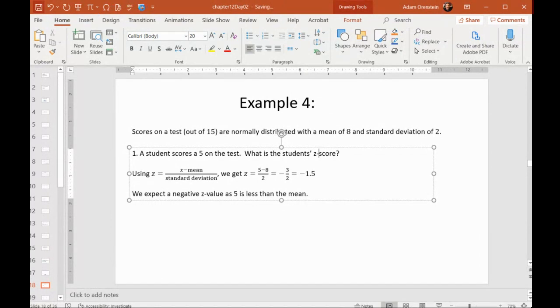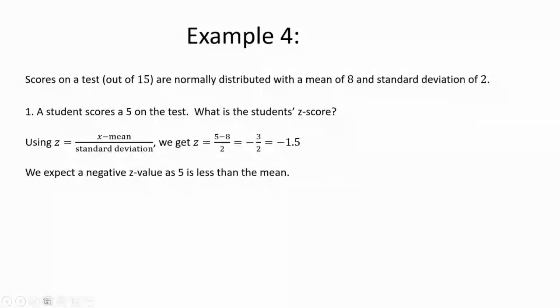But again, we're using that formula there. What we get is our z-score is 5 minus 8, the data value minus the mean, over the standard deviation. And that's negative 3 over 2, which is negative 1.5. So this data value 5 would correspond to negative 1.5 in the standard normal distribution. You can think of a data value corresponding to a z-score through this formula. And that's essentially what we're doing here.